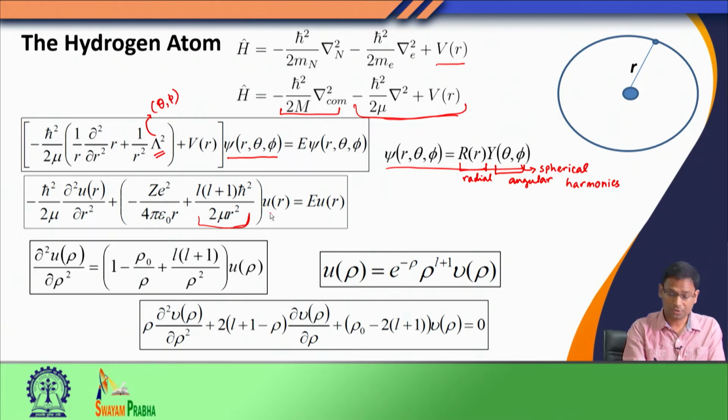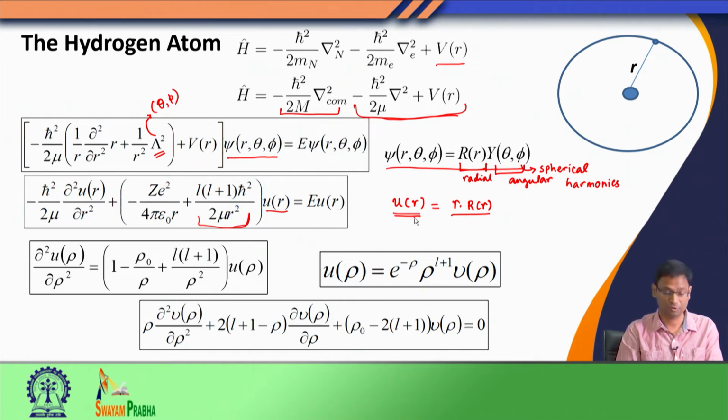One other thing that you would notice here is this u of r, which we have defined in terms of r. Here, capital R is the radial function. When I multiply this small r, the coordinate, with this R, we have defined this u function.